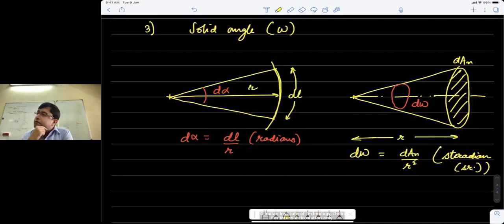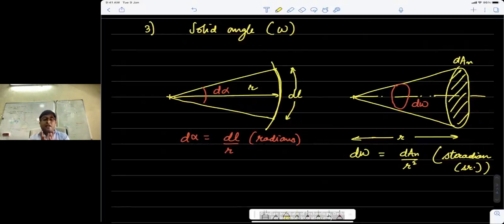Sir, can I say that d alpha is a circle, and when d alpha grows, the radius of that circle increases? When d alpha gets bigger, then the solid angle becomes bigger? No, no, not a circle. So d alpha, you can imagine, it is part of an arc of a circle. That is right. But d omega is not related to a circle.